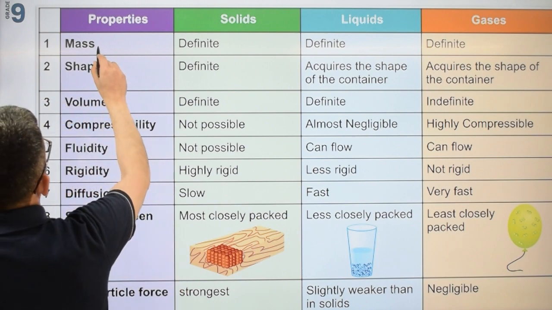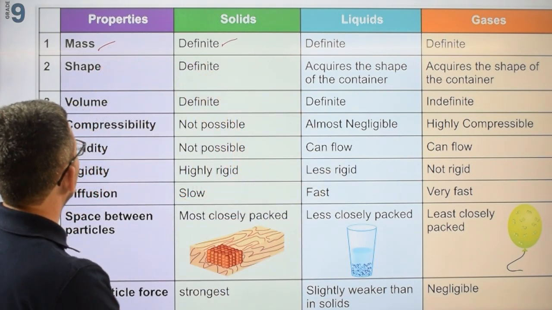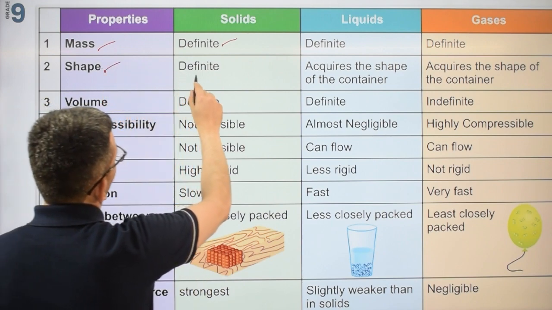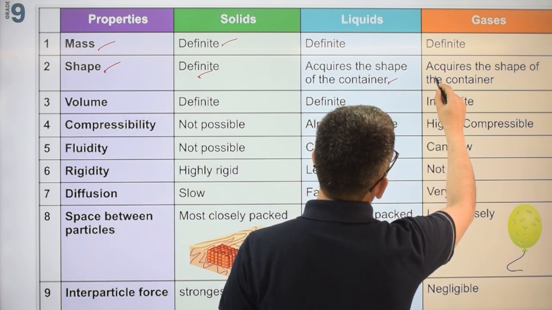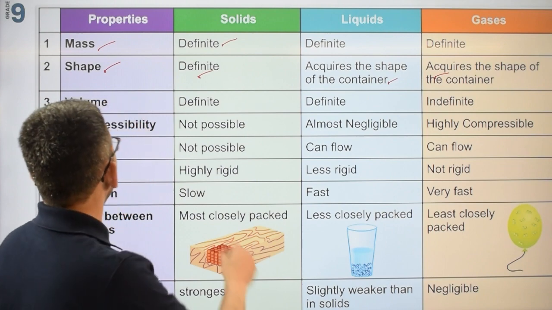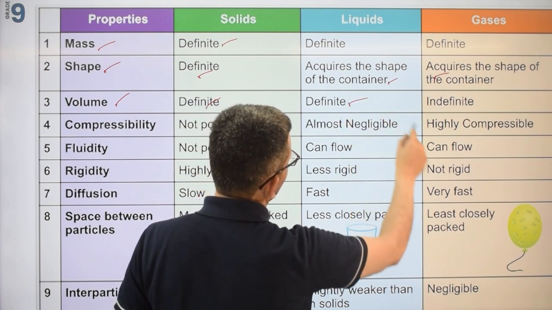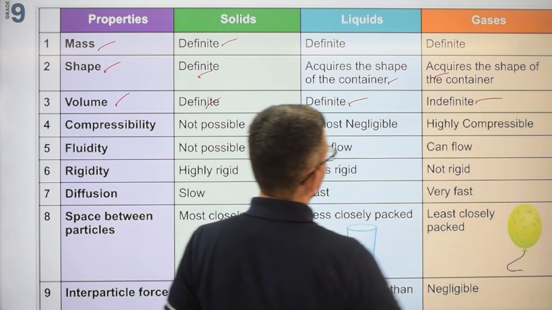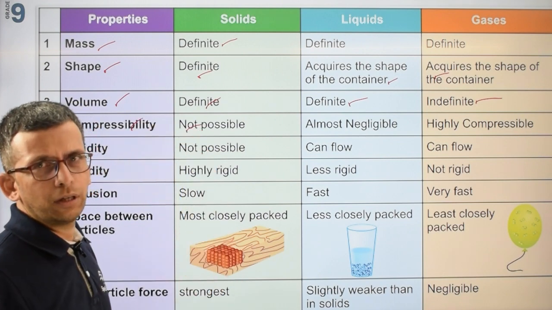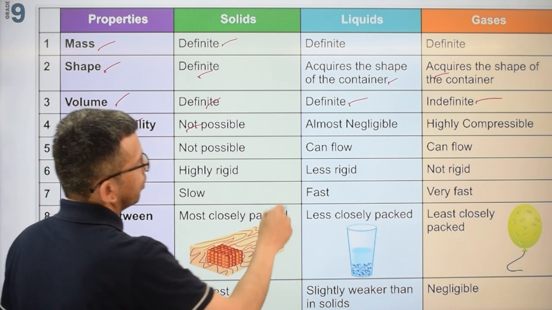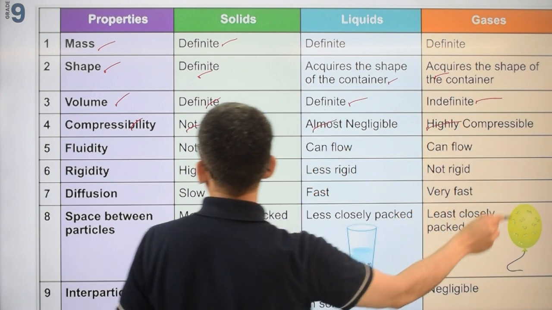If I am talking about the mass, in all solid, liquid and gases, it is definite. If I am talking about the shape, in solid it is definite. And what about the liquids? Liquids acquire the shape of the container, and the same with gas. If I am talking about the volume, volume is definite in solids and liquids, but in case of gases, this is indefinite. Now compressibility: not possible in solids, because as I told you already, the intermolecular space is very less, almost negligible. In liquids it is more than in solids, and gases are highly compressible.